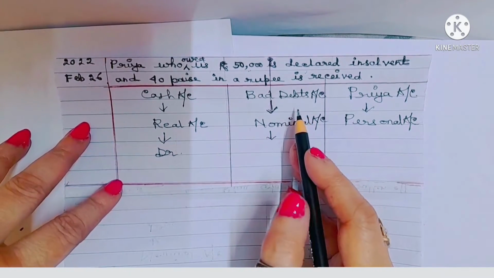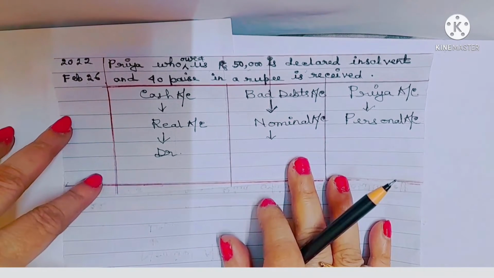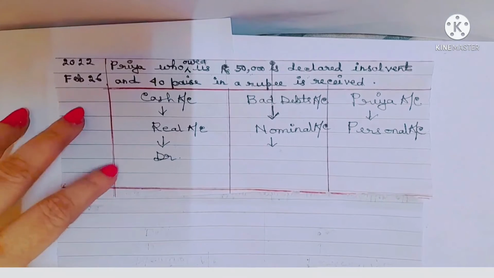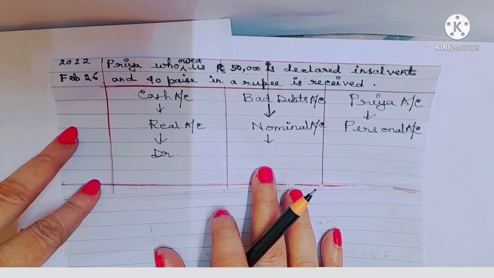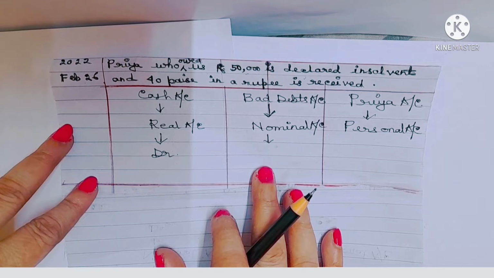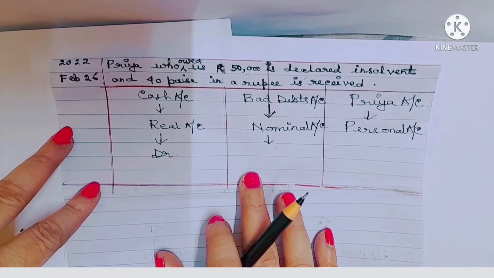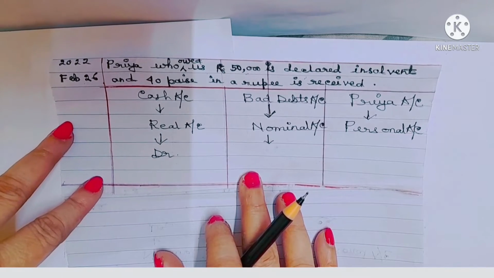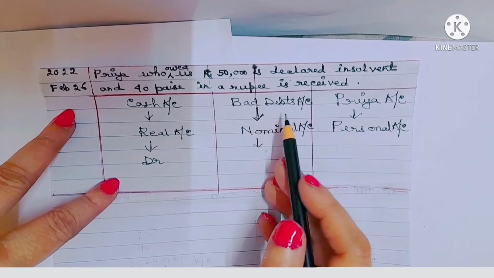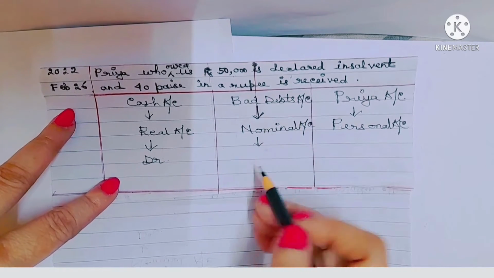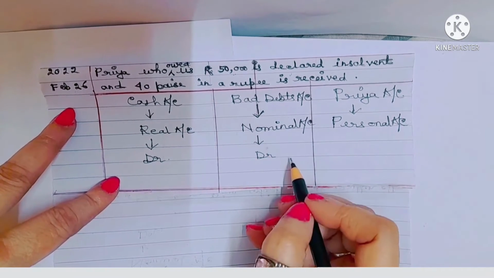Bad debts is always a loss. Bad debts falls under nominal account. What is bad debts? Let me explain one more time. When goods are sold to a customer on credit, not in cash, if the amount due from her becomes irrecoverable, that is, she is unable to pay or money is not recovered from her, it is known as bad debts. It's a loss for the business. So according to nominal account, all losses and expenses are debited. Since it's a loss, it should be debited.